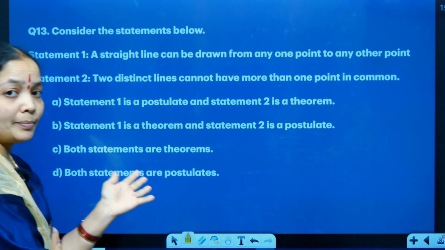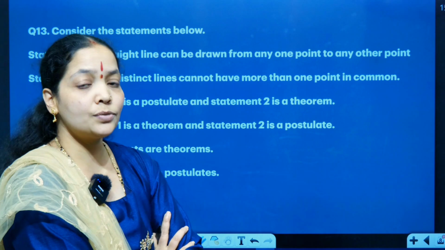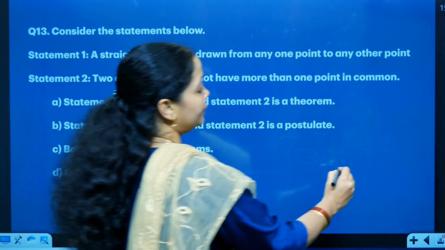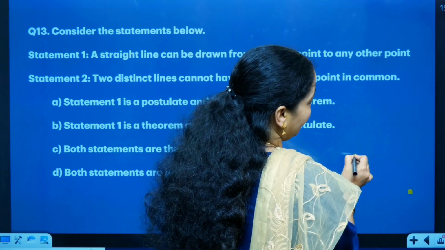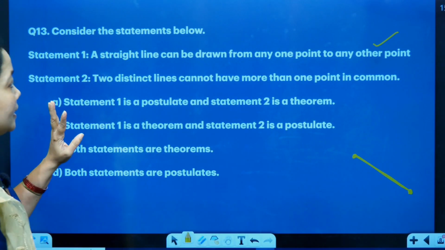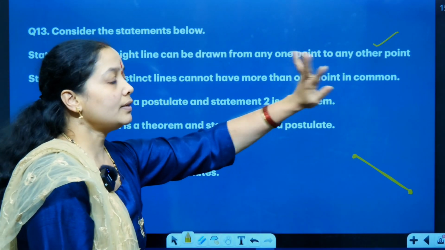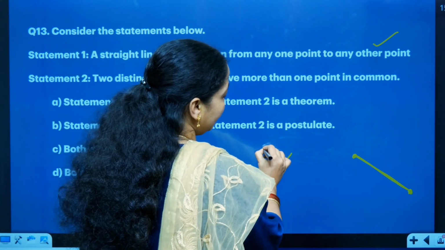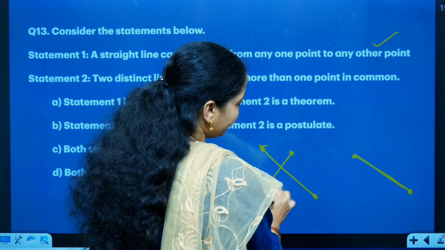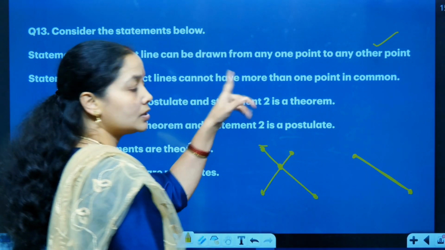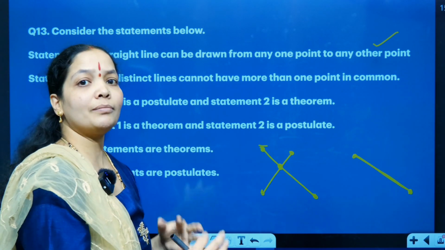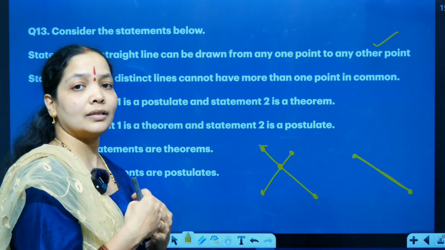This is a chapter based on Euclid's geometry, in which we have certain lemmas and certain postulates. If I have points like this, I can draw a straight line from one point to another. So this is a true statement. The second statement is telling me two distinct lines cannot have more than one point in common. I have two distinct lines. If I make them intersect each other, they will only meet at one particular point. This is also an absolutely right statement. Two lines can only meet at one point. They cannot meet at two different points unless they are the same straight line.